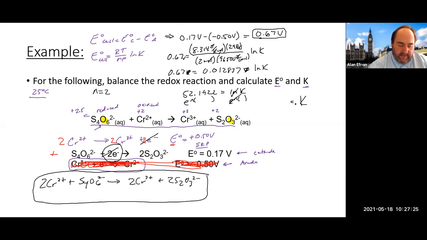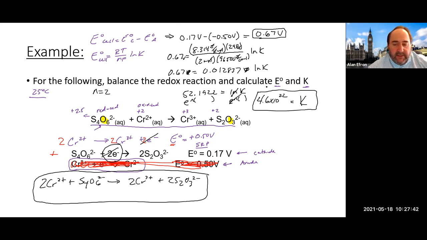I hit the wrong number button there. Try that again. It looks like perhaps 4.6 times 10 to the 22. Again, unit-wise, there are no units since it is K as well.